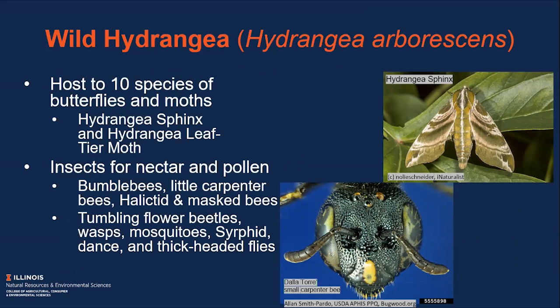Some of the things that are supported by hydrangea, it is host to 10 species of butterflies and moths. The hydrangea sphinx and hydrangea leaf tier moth are a couple that are specific to hydrangeas. Some of the insects that use the nectar and pollen, we have an image here of the Dalla Torre small carpenter bee. So lots of little smaller bees and flies, different beetles, syrphid flies, dance flies, thick-headed flies. A lot of different things are going to make use of the wild hydrangea.